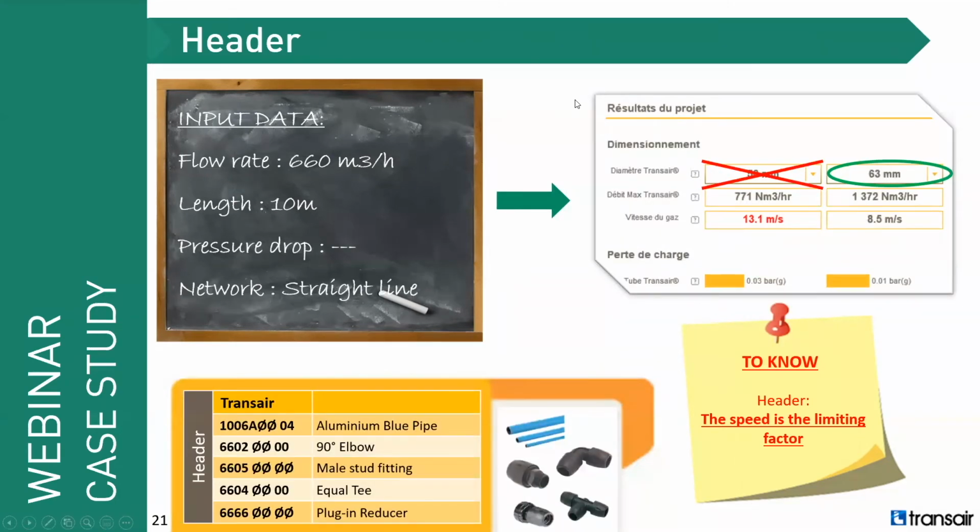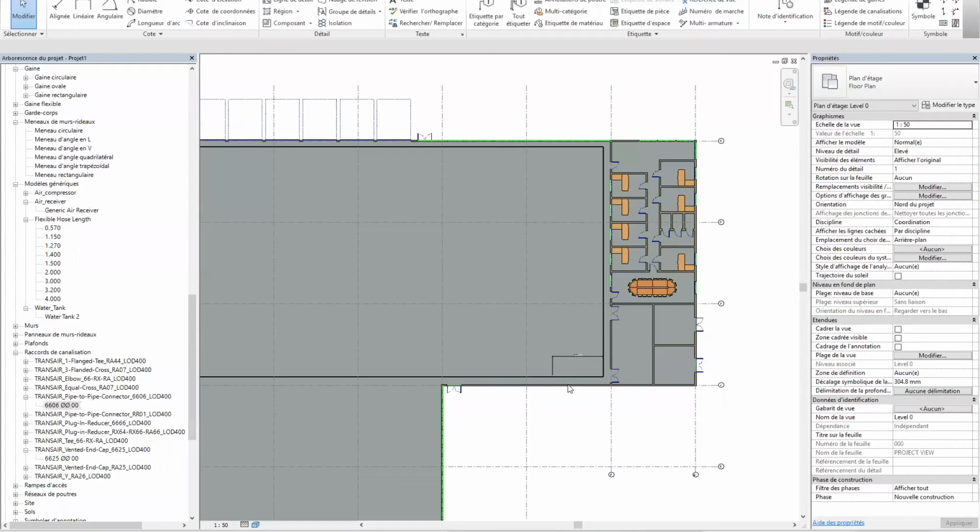Regarding the elements we're going to use to do the header, we're going to need elbows and piping. We're going to need a mouth stud fitting in order to connect this Transair system to the outlet of the compressor room. And we're going to need a T and a plug-in reducer in order to connect the header on the loop.